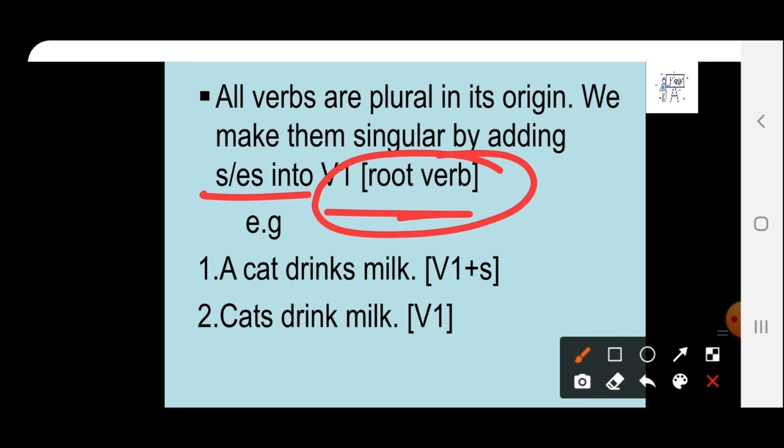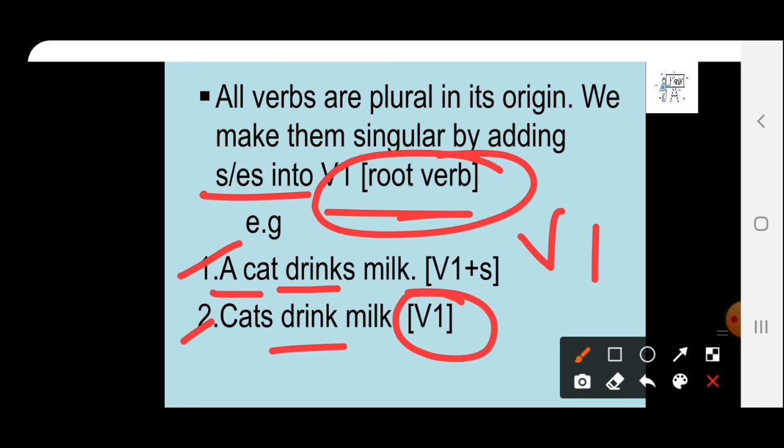What is root form of the verb? First form of the verb. For example, here I have taken two examples. A cat drinks milk. A cat, this is singular. First form is here, but we have made it singular by adding s into it. It has become drinks, milk. Okay. Next is cats. Cats is plural. So, here we have used only first form of the verb, and first form of the verb is root form of the verb. Fine.